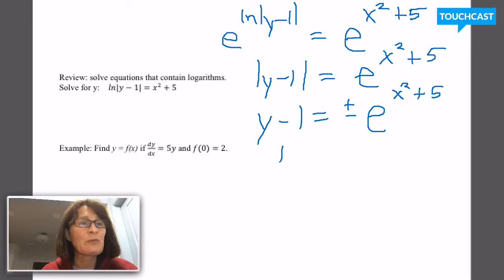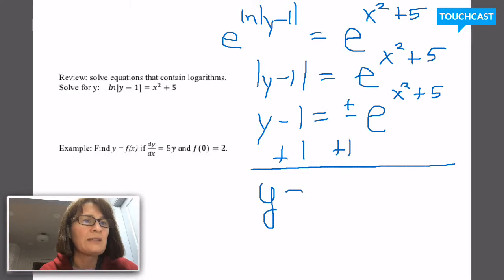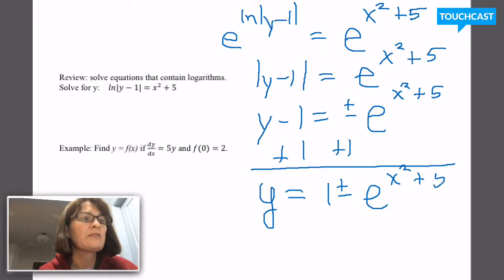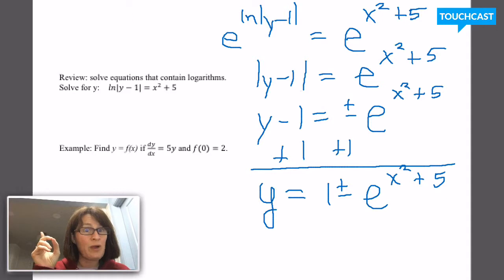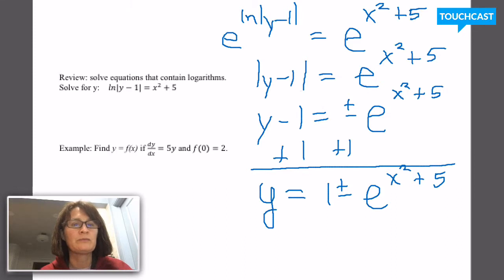And then I have one last step, which is to get y by itself. I'm going to add 1. Typically, you'll see the 1 is added in front of the plus or minus sign, although that's certainly not required. So here, y is equal to 1 plus or minus e to the x squared plus 5. And we're going to see how this next example combines that trick we used in the last problem, where we rewrite e to the something, where we split up that exponent into two separate factors, and this that we just did to isolate a y that's involved in a natural log expression.